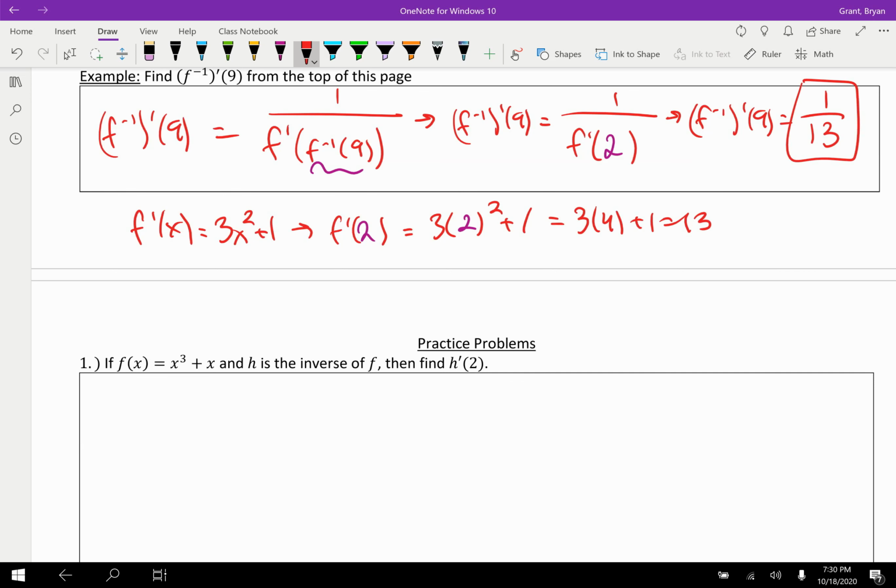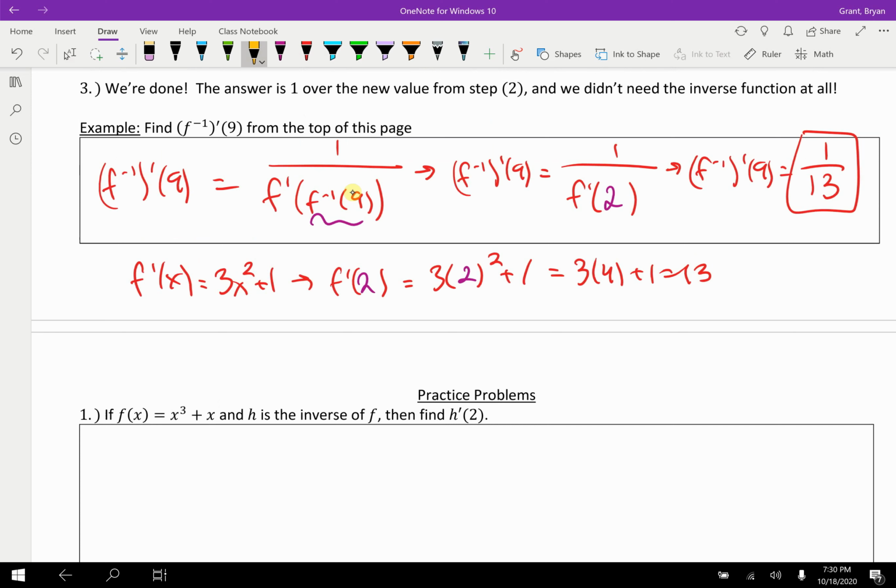And notice there's only 2 steps to this. It's really not terrible. We start with the formula, we find one evaluation, we find a second evaluation. The end.